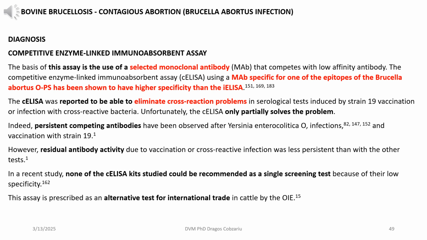Indeed, persistent competing antibodies have been observed after Yersinia enterocolitica O:9 infections, and vaccination with strain 19. However, residual antibody activity due to vaccination or cross-reactive infection was less persistent than with the other tests. In a recent study, none of the SELISA kits studied could be recommended as a single screening test because of their low specificity. This assay is prescribed as an alternative test for international trade in cattle by the WOAH.